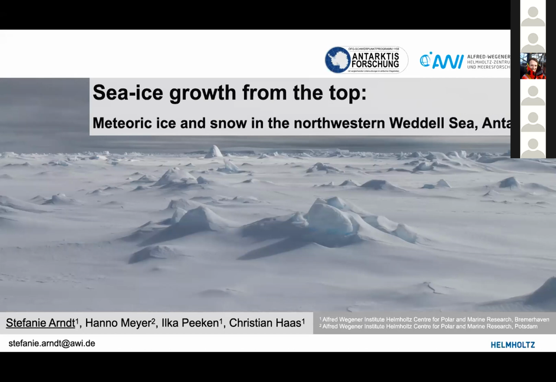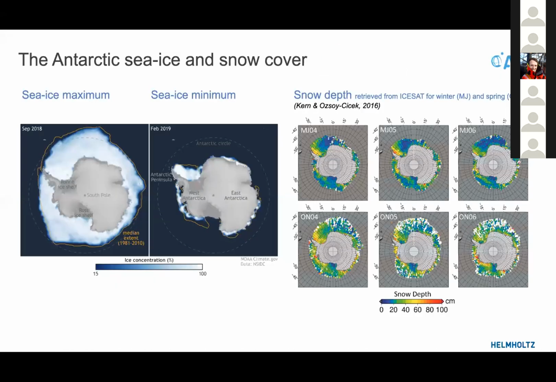So having at first a look in general on the Antarctic sea ice and snow cover, we all know that we have the maximum sea ice extent in September, here shown for the year 2018, where we reached the maximum of about 18 million square kilometers. And then when it comes to summer, most of the sea ice is gone, whereas only 2 to 3 million square kilometers of sea ice are left. And big parts of that are sitting in the northwestern Weddell Sea.